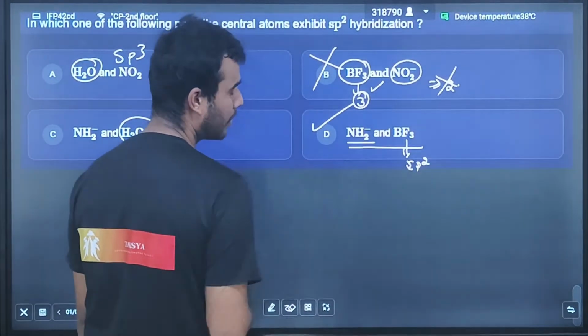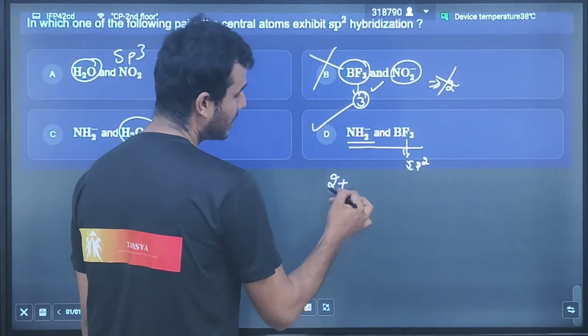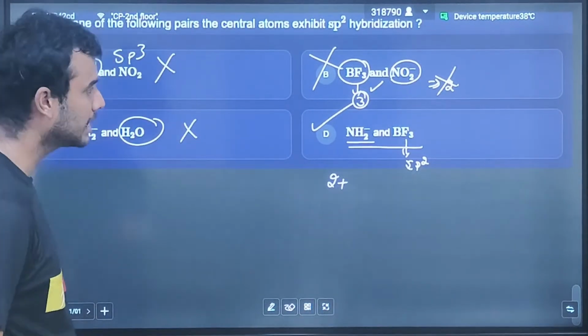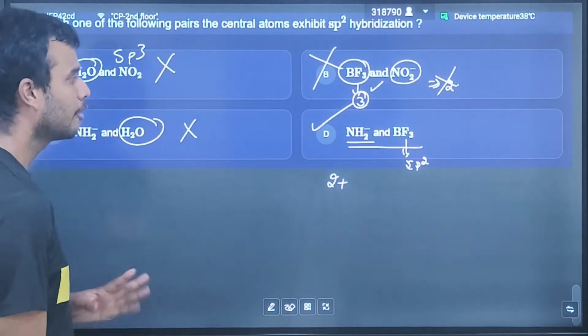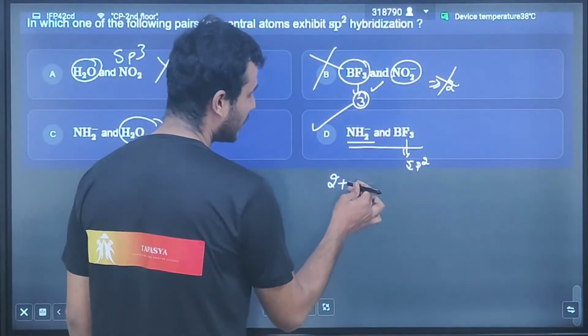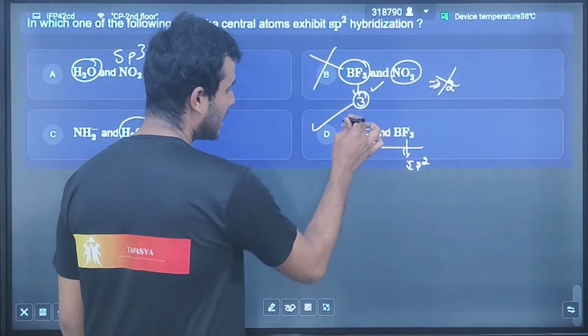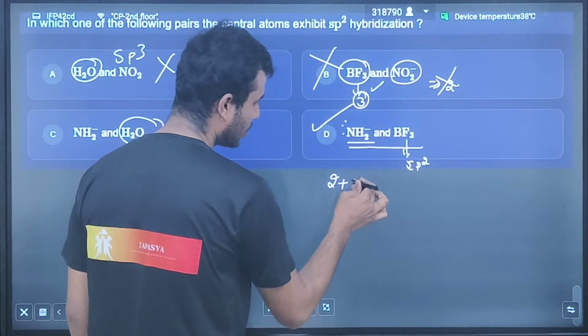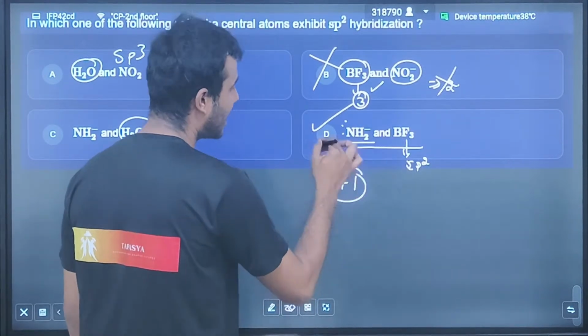sp2, but how can NH2? 2 atoms there, and nitrogen is the center atom. How many electrons are present in a nitrogen center atom? We have a total of 5. 5 plus 1 is 6. Total electrons, 3 pairs. 3 plus 1 is 4, 4 pairs, one lone pair from the 3. The answer is the option.